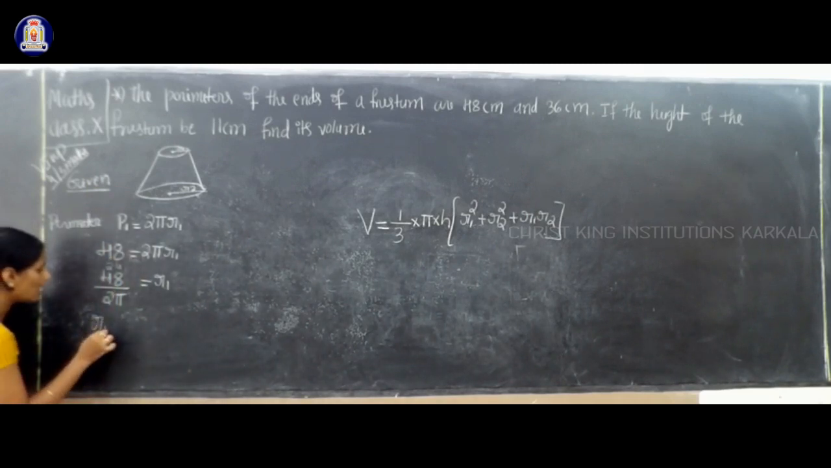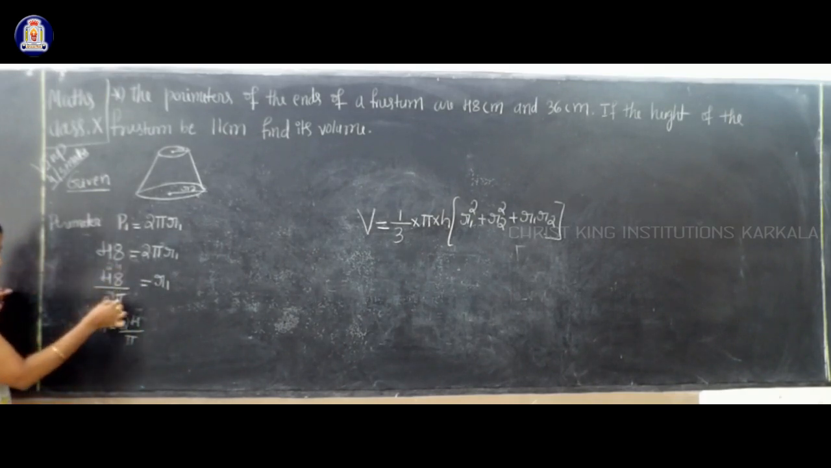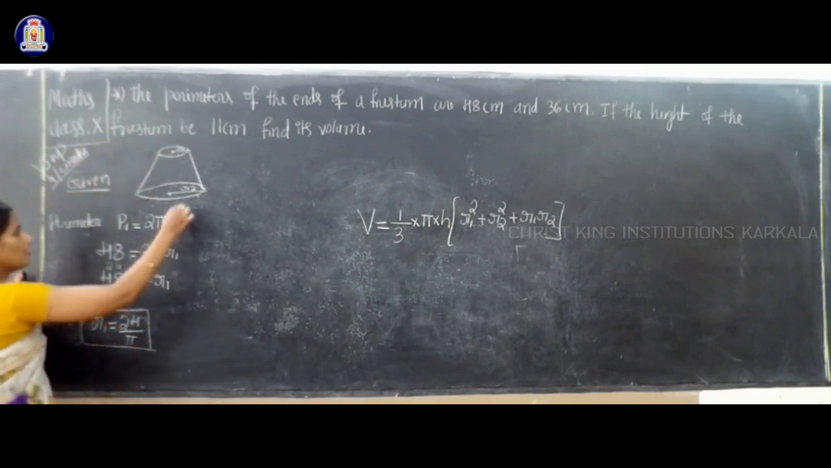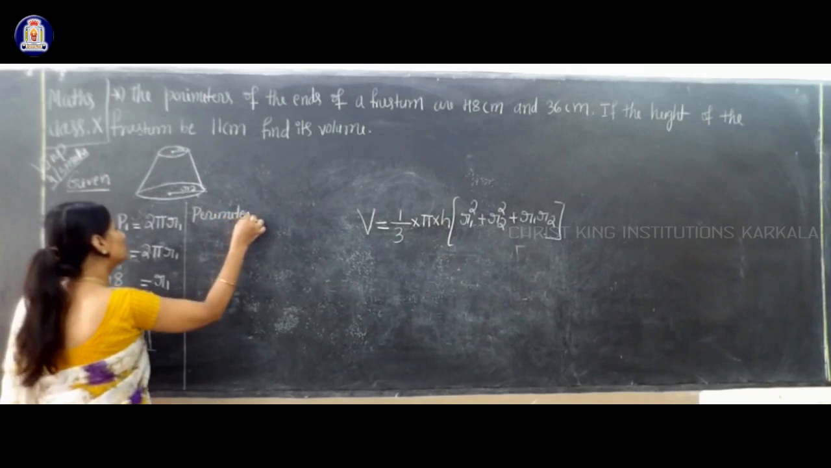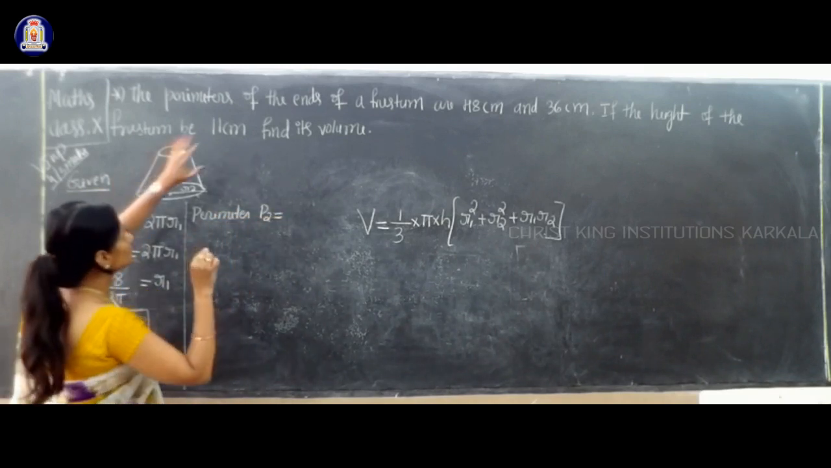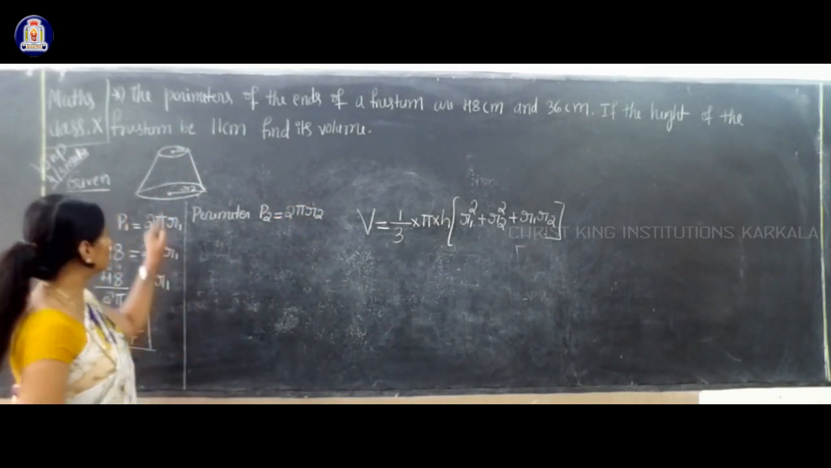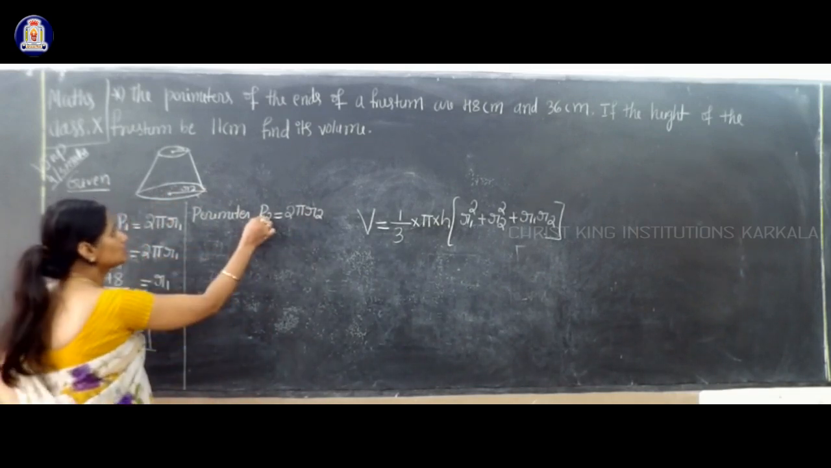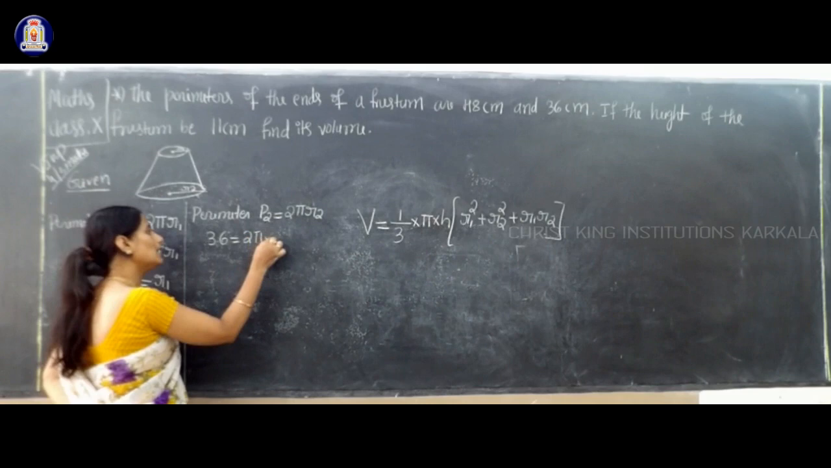So what is your R1? R1 is equal to 24 divided by pi. Is it right? 24 divided by pi. This is your R1, that means the radius of the first circle. Correct? Next, the perimeter of the second circle is given. Perimeter P2 is equal to how much here? It is equal to 2 pi R2, that is for the second circle. What is the perimeter of the second circle? It is 36, which is equal to 2 pi R2.